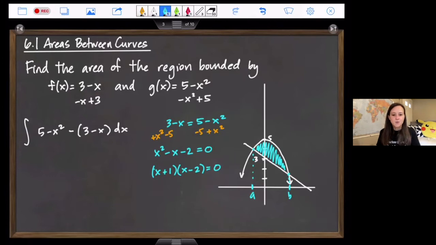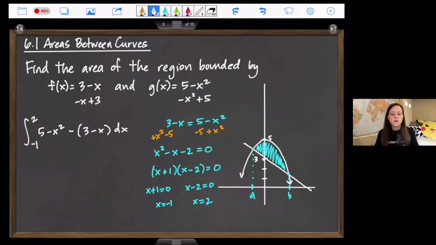All right, so let's set both of those equal to 0. X plus 1 equals 0. X minus 2 equals 0. Subtract 1 from both sides here and add 2 to both sides here. So I get -1 and +2, and that looks consistent with what I've drawn on my sketch over to the right. All right, so those are going to be my limits, -1 to 2 on my integral.